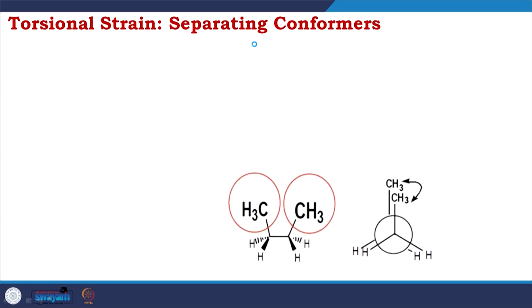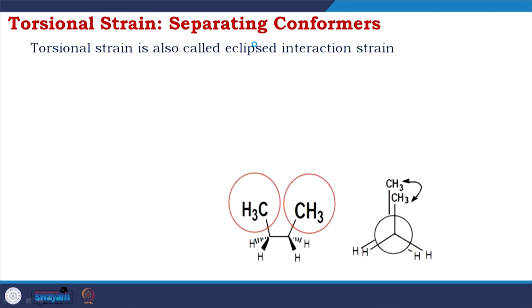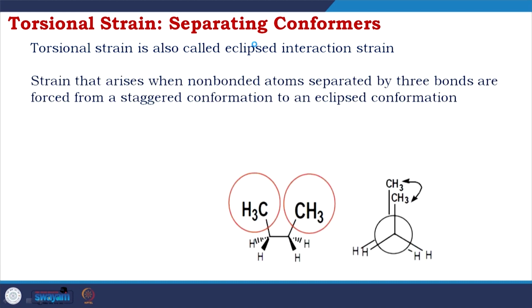So we are going to the next one, which is torsional strain. We understand the torsional angle or dihedral angle. Now we will go for the torsional strain separating the conformers. Torsional strain is also called eclipsed interaction strain. Strain that arises when non-bonded atoms separated by 3 bonds are forced from staggered conformation to an eclipse conformation.